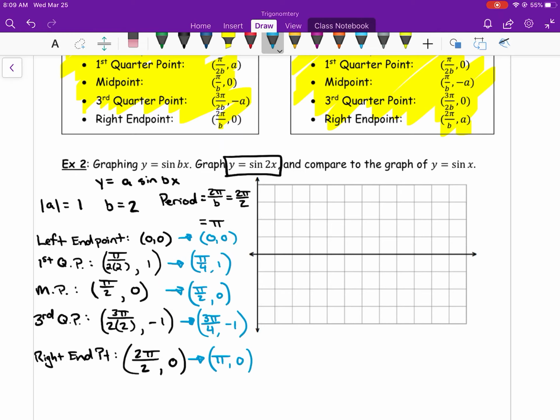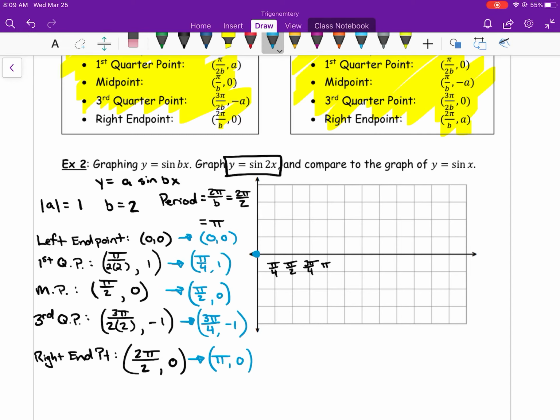Alright, so now we have our points to graph. So now let's graph them. In my graph, I'll just write, this is pi over 4. This is pi over 2. 3 pi over 4. And then pi. Basically just write your x values down. That's why we have the scale the way it is.